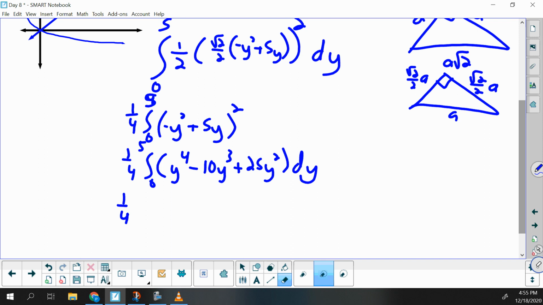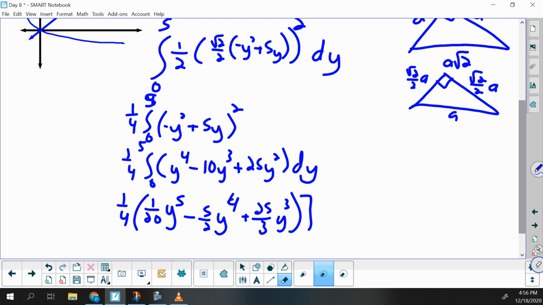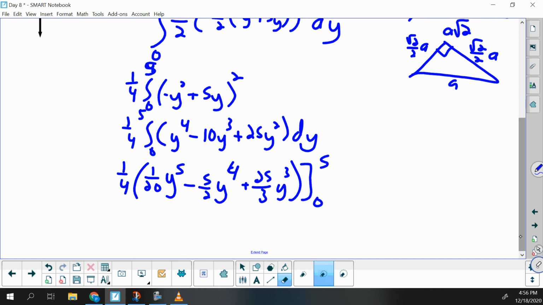And that would be 1/4. And you notice there's lots of similarities to the last one. We'll have 1 over 20 y to the 5th. We'll have 10/4, which is 5/2 y to the 4th with a minus in front of it. And we'll have 25/3 y cubed, evaluated from 0 to 5. This is where you can sub it in the calculator on the test. So we'll just get 625 over 24.